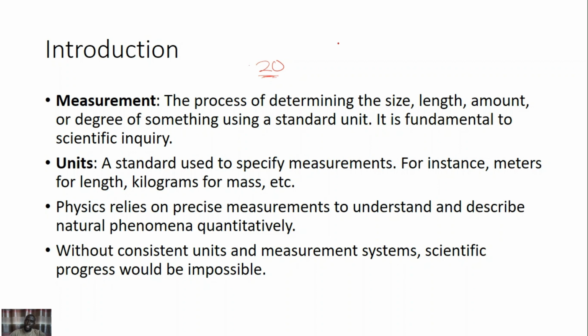Okay? If I write 20 meters now, it's making sense, right? Or if I write 10 degrees Celsius, it's making sense, right? So that is how important units are in physics. And like I said, physics relies a lot on precise measurements, and without consistent units and measurement systems, scientific progress will be practically impossible.